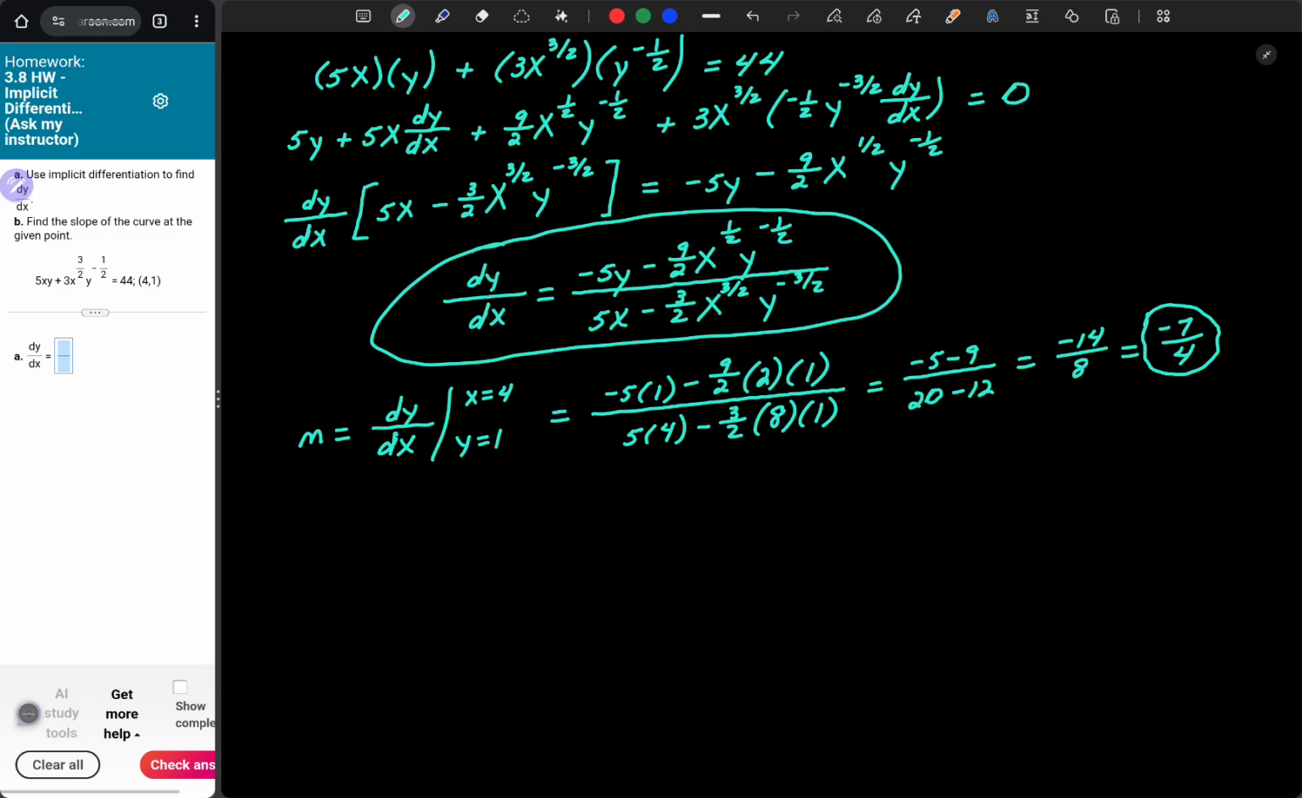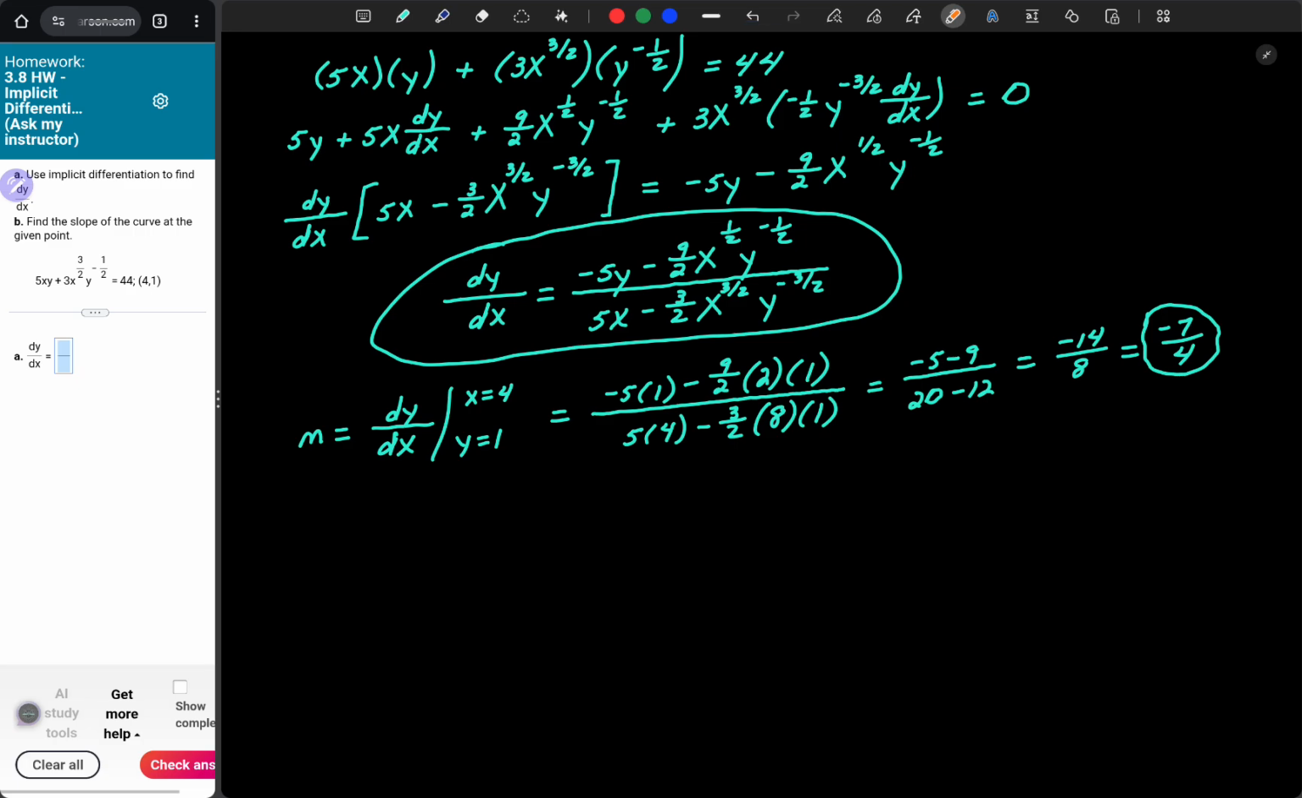Okay, so the first thing I would strongly recommend doing as you write down the problem is make sure you understand where you're going to have to use the product rule. So instead of just writing 5xy, I wrote it as the differentiable function 5x times the differentiable function y. And then the second part, again, it's a product: 3x to the 3/2 times y to the negative 1/2.